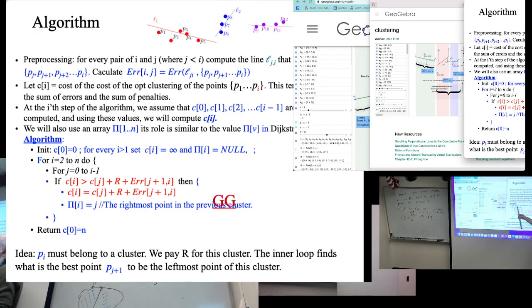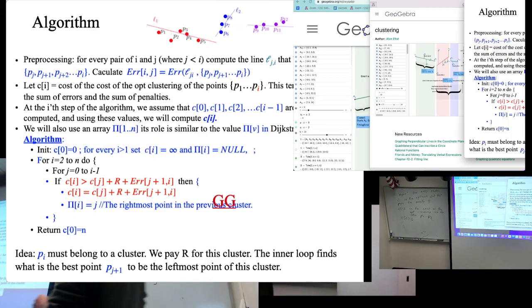So Ci0 and pi is used in the same way that we are using pi in Dijkstra and in the polygon triangulation. It somehow helps us to reconstruct what is exactly the solution. As usual, right now I'm computing the cost of the solution, and after I know the cost, I can backtrack.